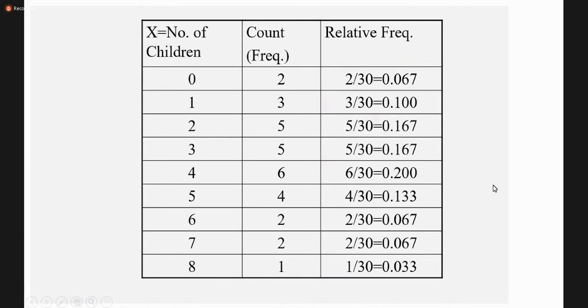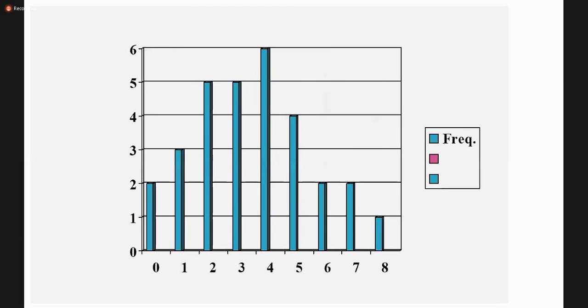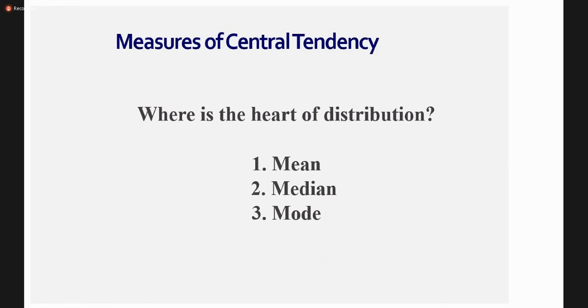This is a display of data in a frequency table. This is called a frequency table, right? The similar data can be depicted in a graph. In this graph, you can see 0 children on the horizontal axis. You can see 0 children, 2 women, and 1, 3, and 2. This is the same data, but a different way of presenting data.